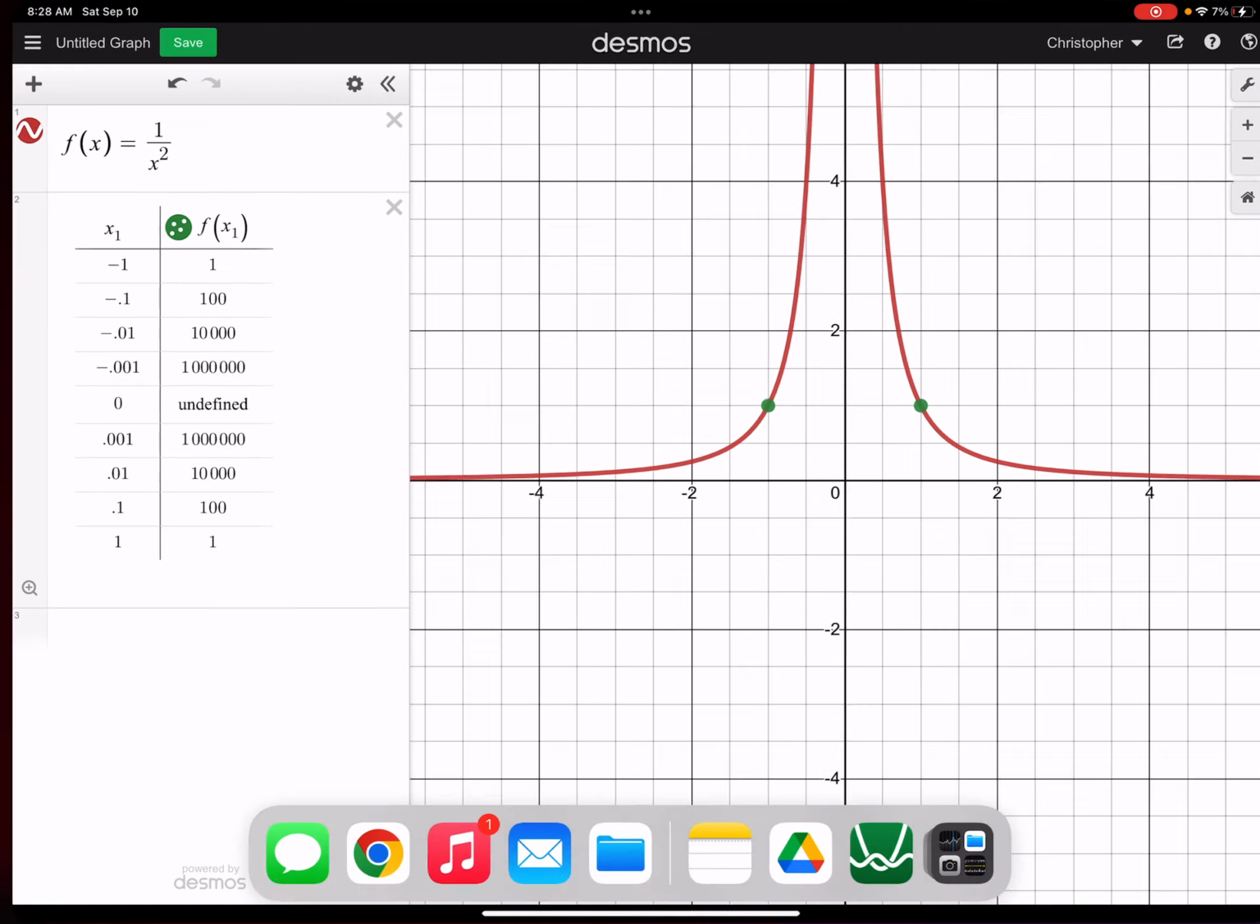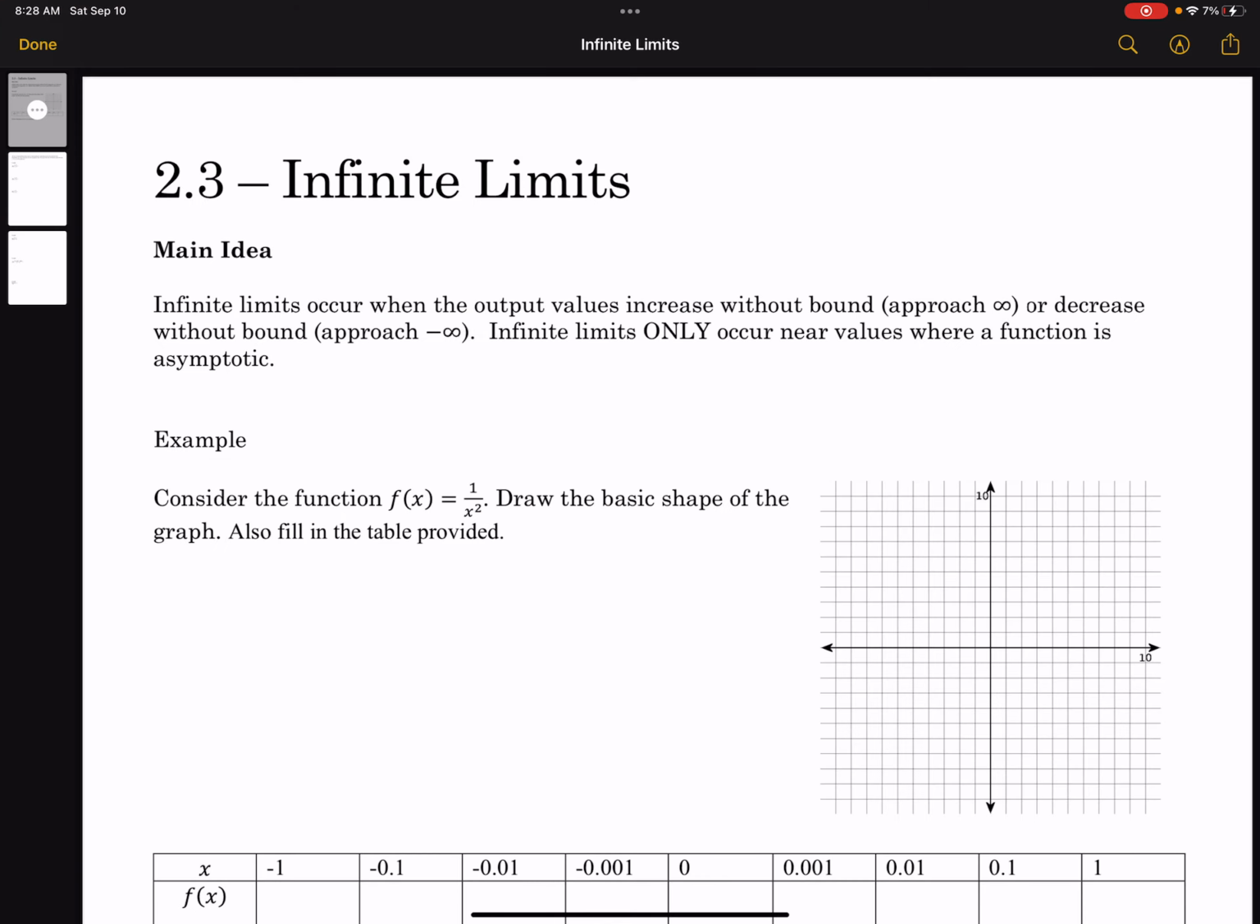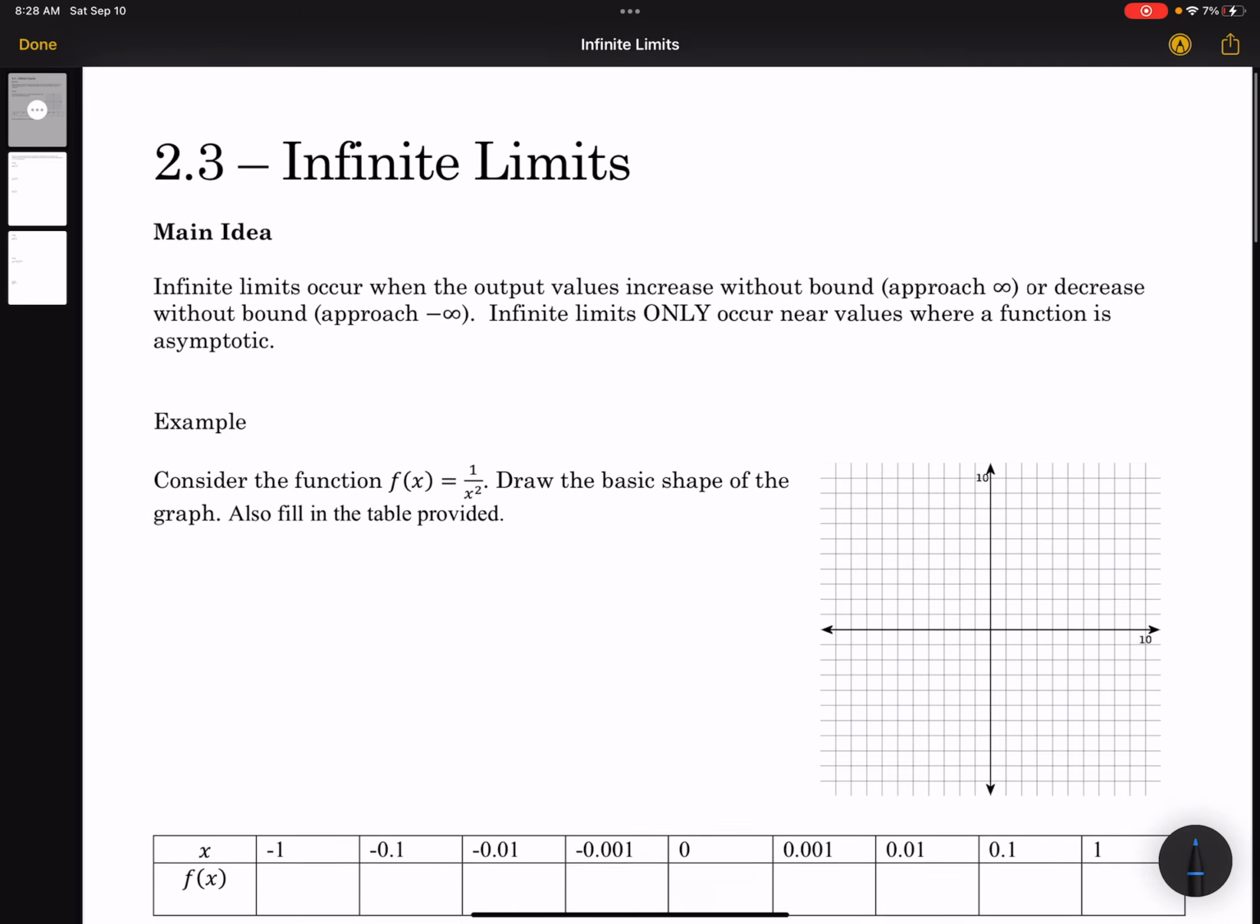So let's get the basic shape of this graph. We know the point (1, 1) should be on the graph. And the rest kind of doesn't matter. We just need to get it close enough. We know the point (1/2, 4) will also be there. So our graph looks something like this. And it's symmetric around the y-axis, so we're going to get the same thing on the right side. So our graph looks something like this.